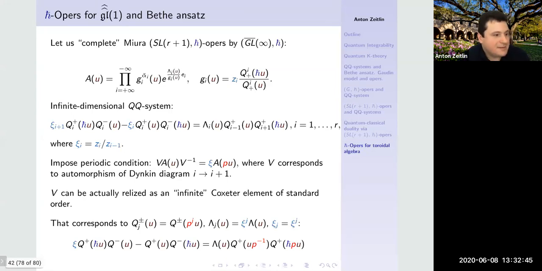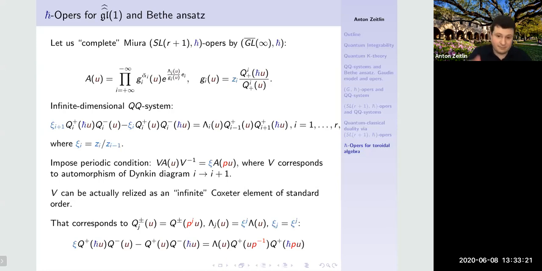Now, you can generalize this construction with SLN opers. You can put R to infinity. It's no problem at all. We know how to operate with completed GL infinity. So we complete our SLR to GL infinity in such a way that you complete the upper barrel and you leave the lower barrel to be finite. So that the operator representing your Miura oper has this form.